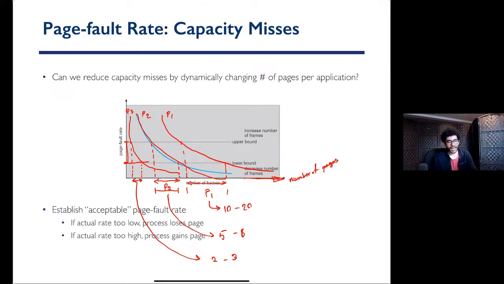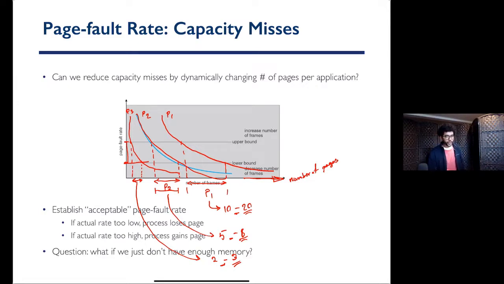Now, once I have this range, I can see if I can allocate everybody the maximum. Maybe I have that many pages, so I will give everybody their maximum. If I don't, then I pick something in between that satisfies everybody, right? So I try to fix this.